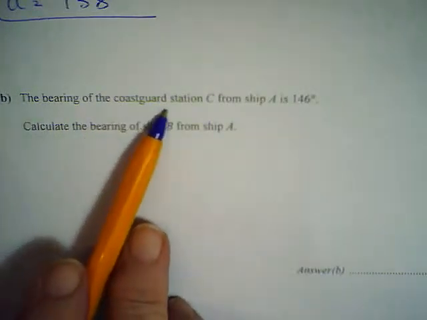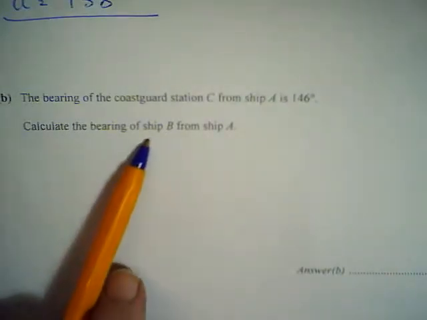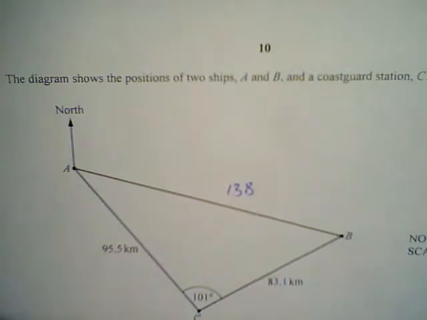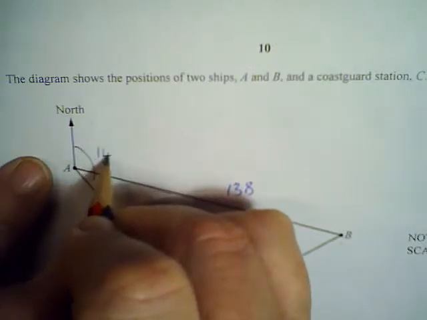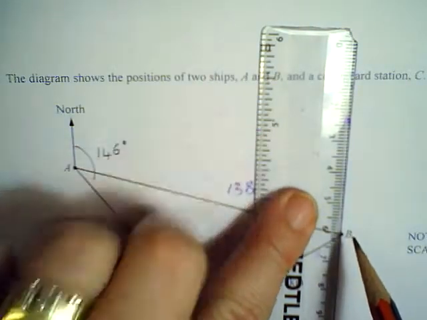Okay, now the bearing of the Coast Guard station from ship A is 146. Calculate the bearing of ship B from ship A. So first of all, let's write down the bearings. So this bearing of C from A is 146 degrees. And then what do they want? Let me quickly check here again. Calculate the bearing of ship B from A. Ship B from A.